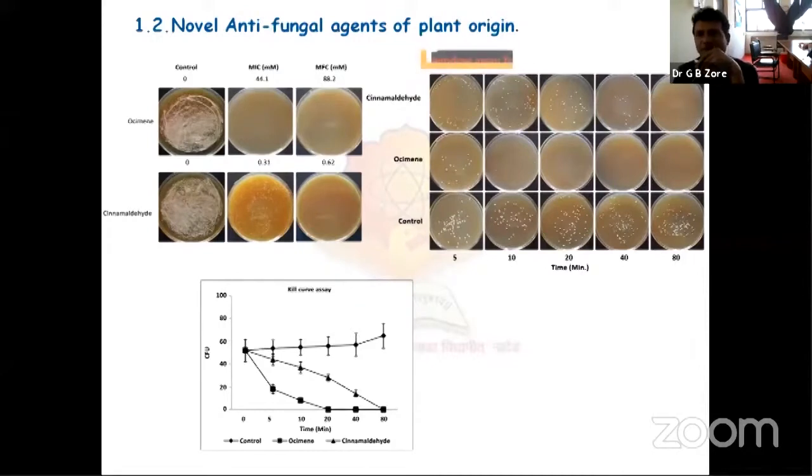and the concentration that was inhibiting growth but failed to kill 99.9% of the inoculum is considered the minimum inhibitory concentration. So one should know the difference between MIC and MFC very clearly. In addition to MIC and MFC, we also did the kill curve assay to determine how much time that organism needs to be exposed to the MFC of that particular molecule for killing 99.9% of the inoculum.